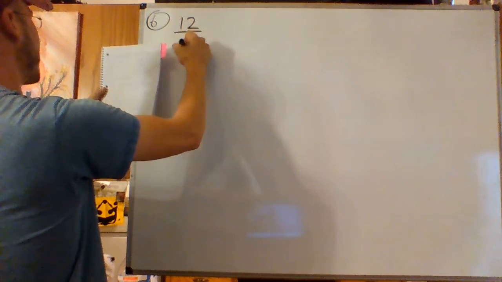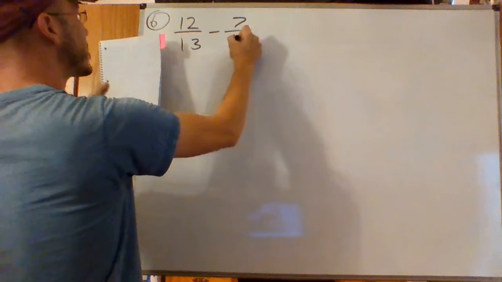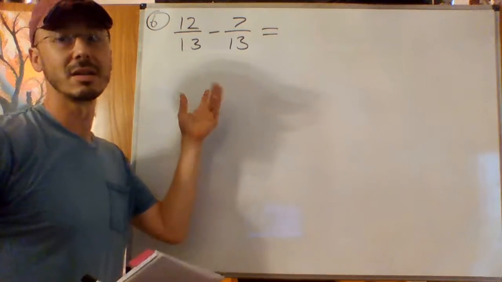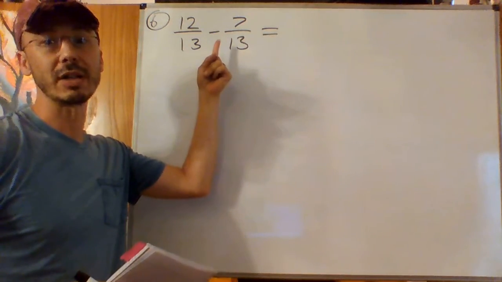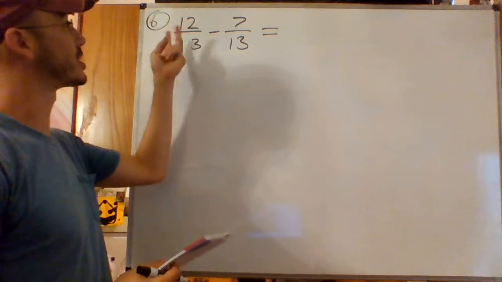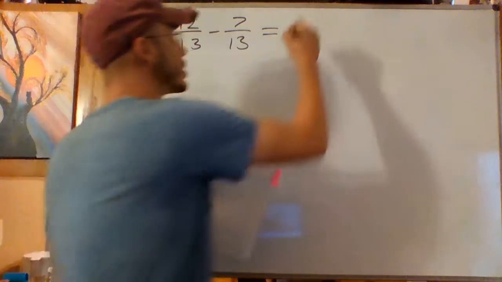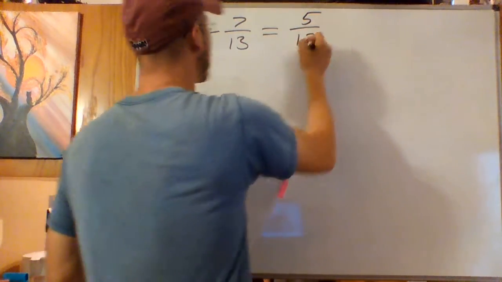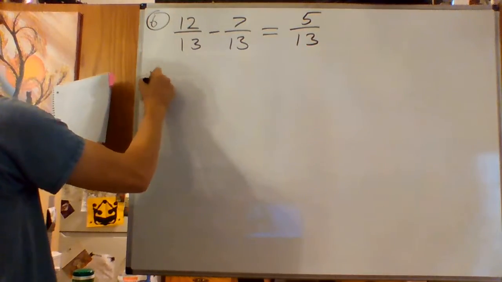For number 6, I got a fraction problem, 12/13 minus 7/13. And this is kind of an easy subtraction problem for fractions because the denominator is already the same. I just need to do 12 minus 7, which is 5/13 in this case.